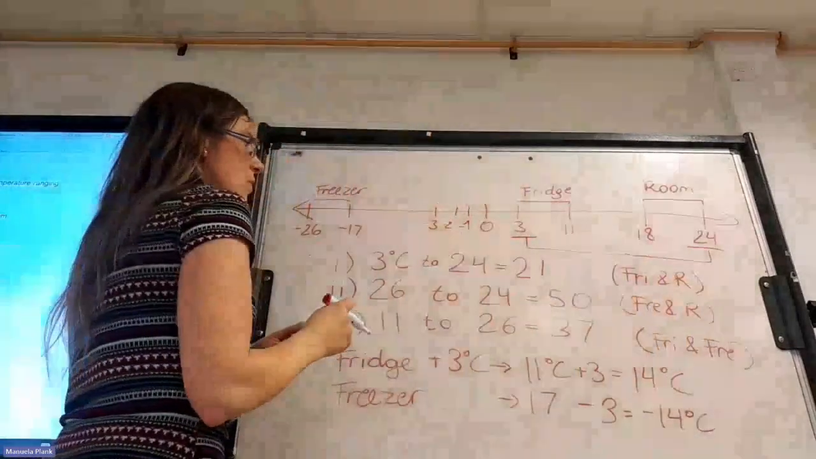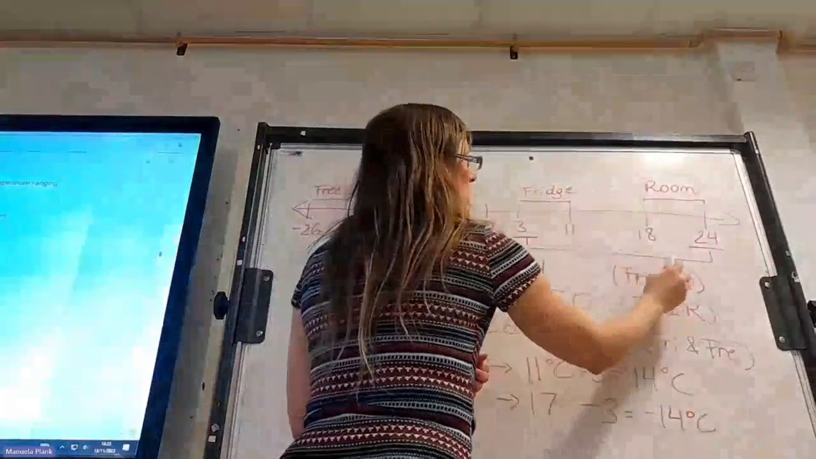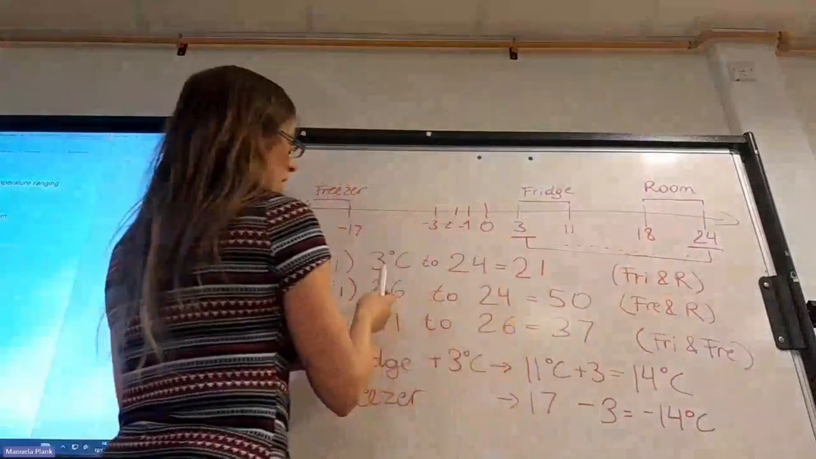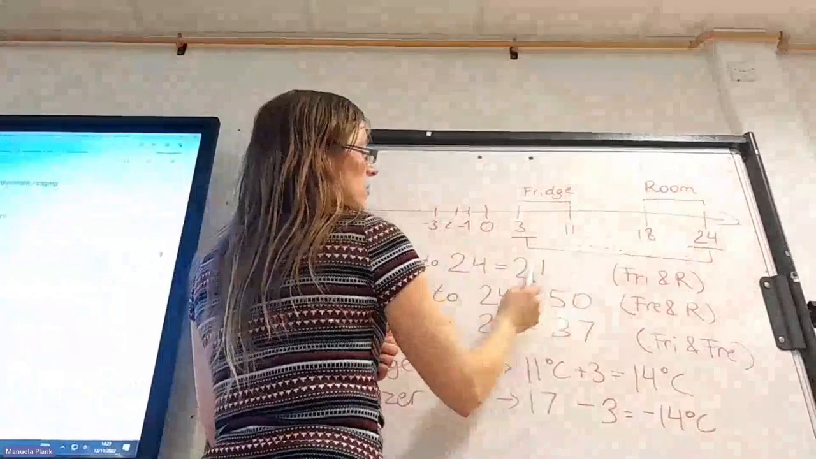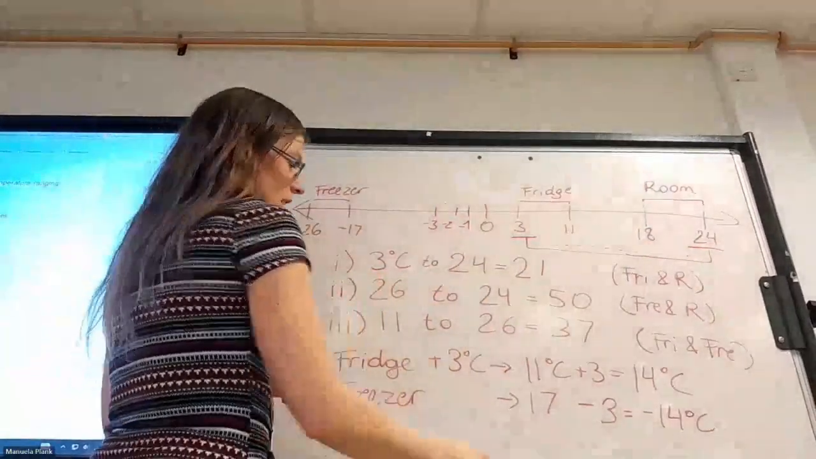So we take those two numbers. And then we count the steps in between. So you can do that on your number line, but you can also calculate from how do you get from 3 to 24. So there's a difference of 21 steps in between.